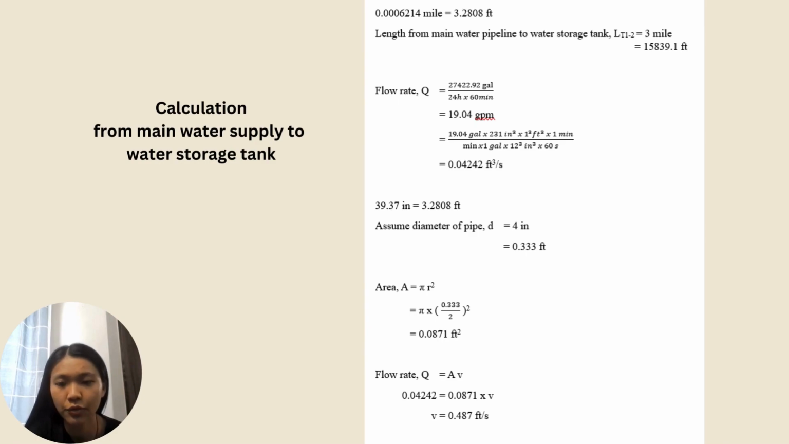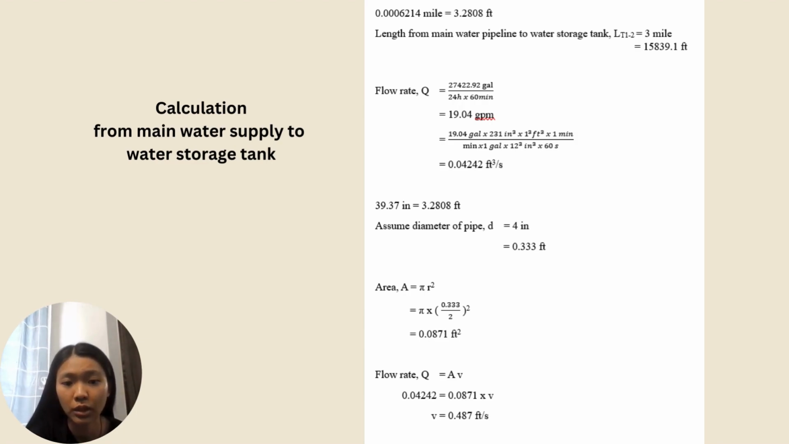This is the calculation from the main water supply to the water storage tank. The length from the main water pipeline to the water storage tank is 3 miles, which is 1583.1 feet. The total flow rate we get is 27422.92 gallons per day, so we convert it to feet cubed per second. The diameter we assume for the PVC pressure pipe from the main water supply to the water storage tank is 4 inches, and we convert it to feet.